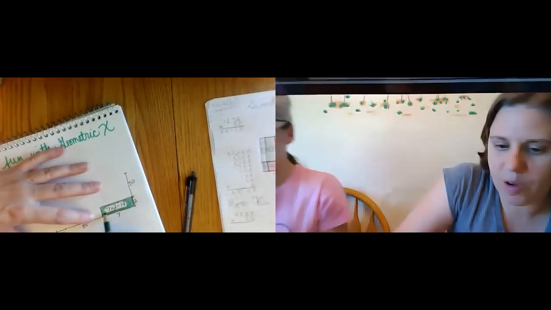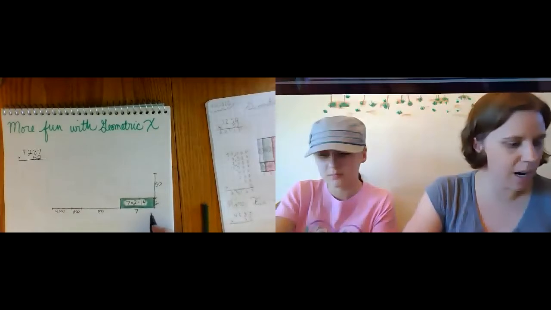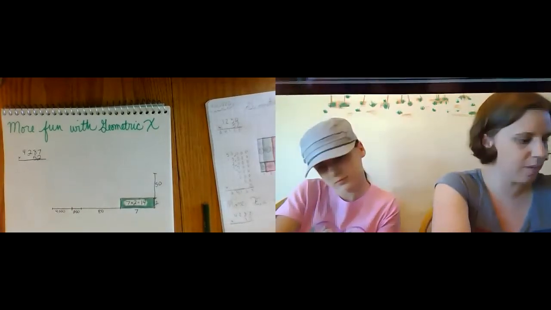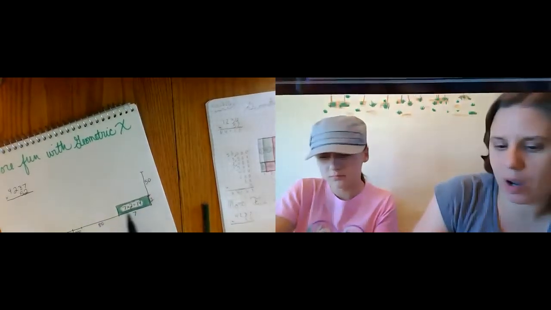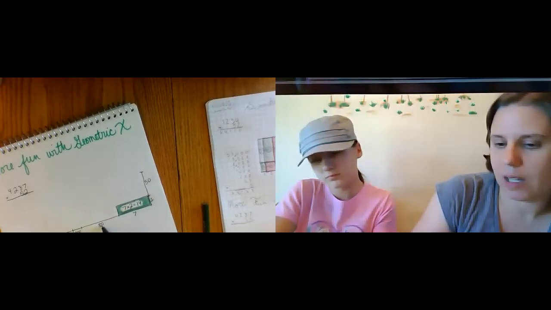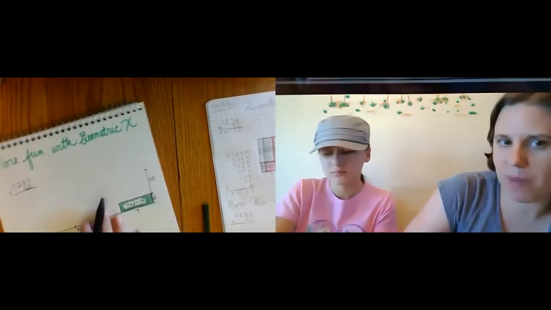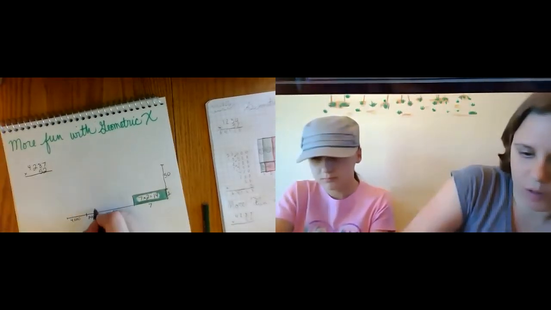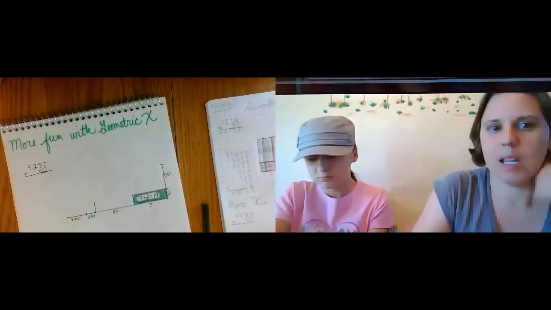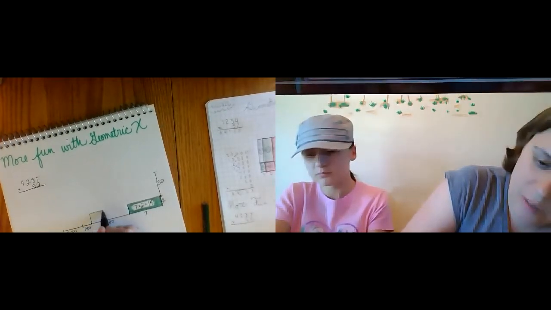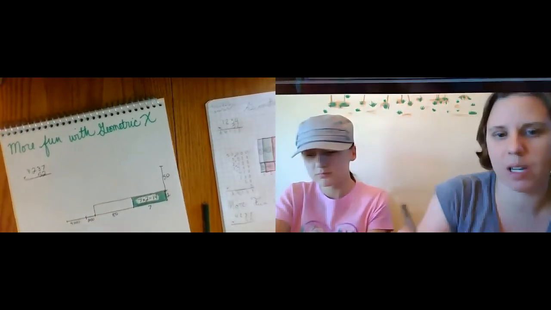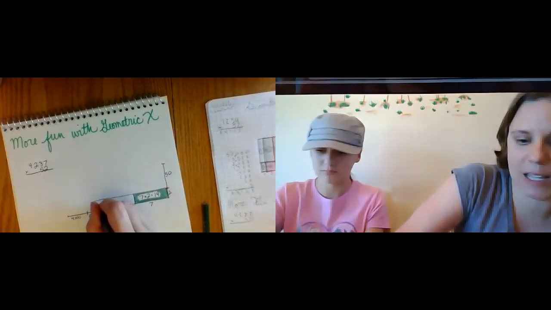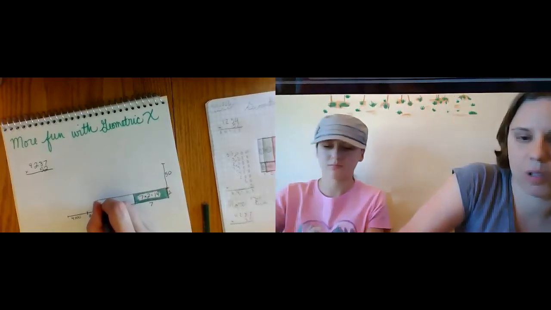Okay, so I have 7 times 2 equals 14, and those are 14 units. Now we have our 80 times 2, so we're going to come up 2, 1, 2, and then connect across. Now we'll do this equation.